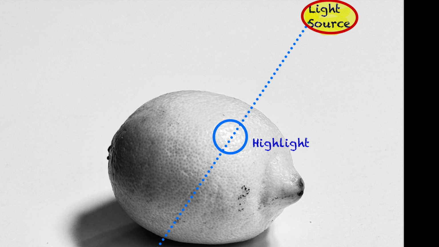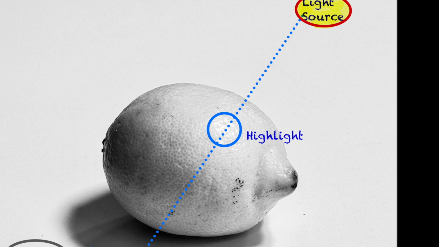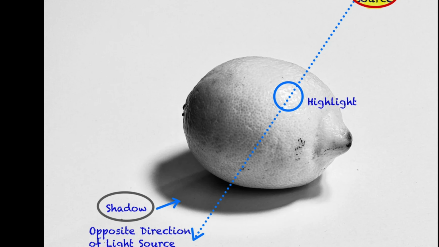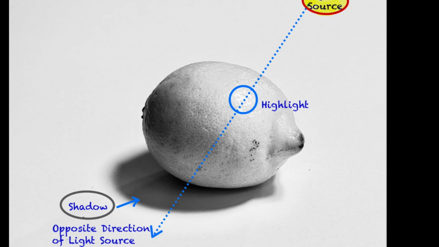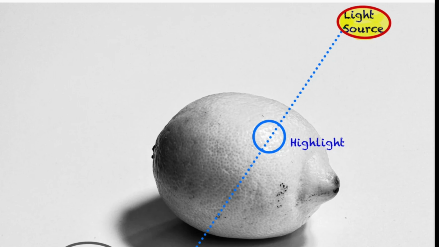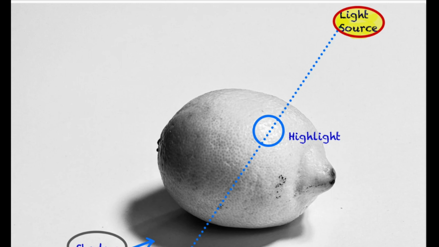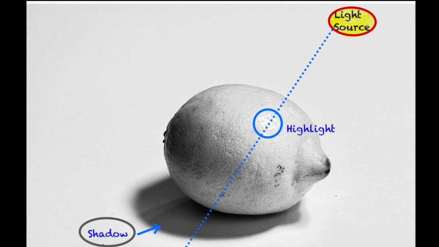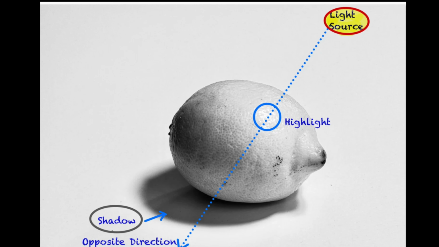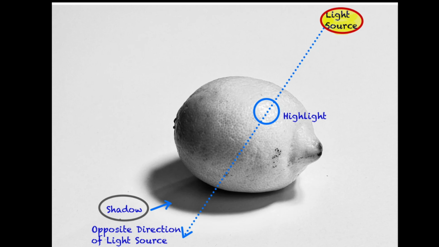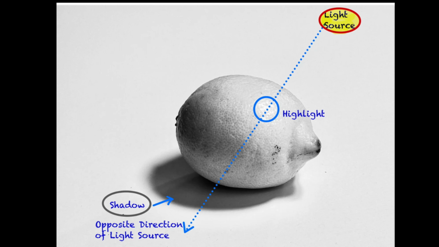Observe the highlight, the area where light directly hits the object. If you imagine a line connecting the highlight and the cast shadow and extend it outward, it will lead you back to the light source. This reveals a simple but important principle. The cast shadow always falls on the side opposite the light source.